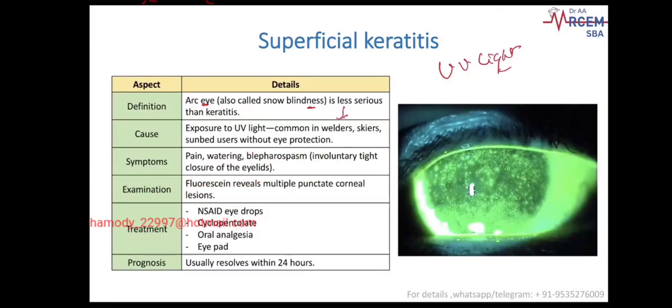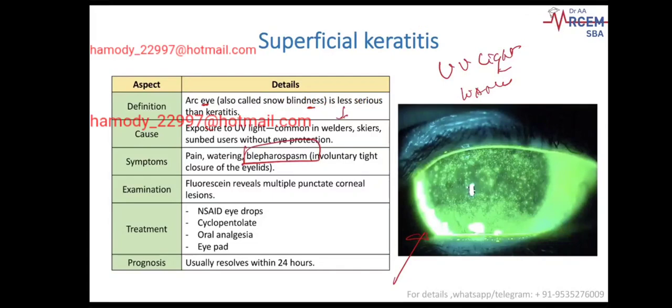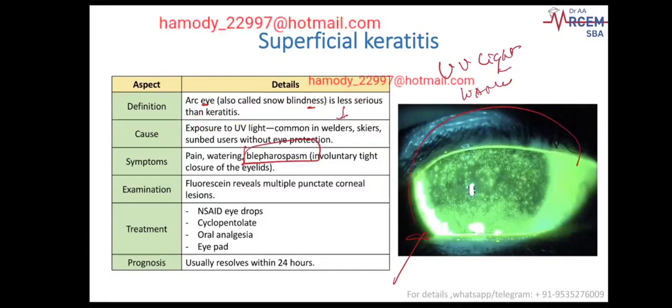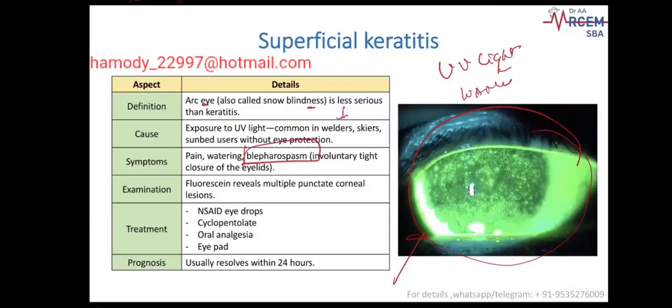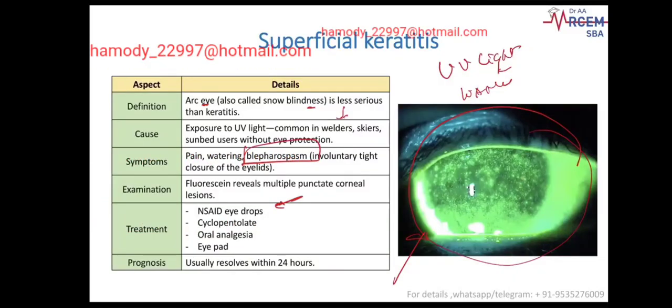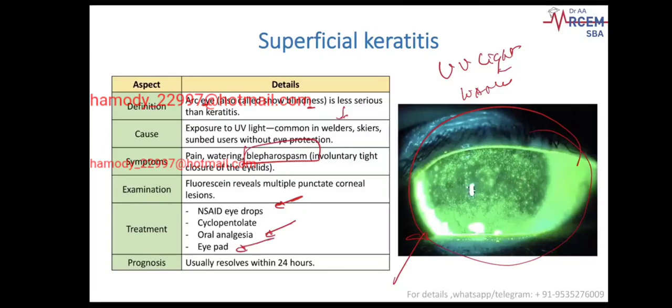How do they present? They commonly present with a painful, watering eye and involuntary closure of the eyelids. Involuntary tight closure of the eyelids is known as blepharospasm. On examination, you get this classical appearance, a lot of punctate kind of corneal lesions. So what you do, you give NSAID eye drops, oral analgesia for the pain, and an eye patch.